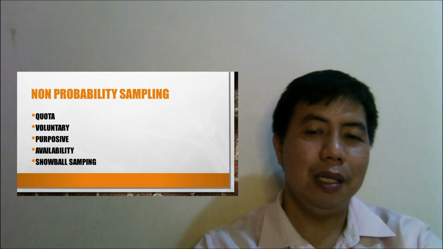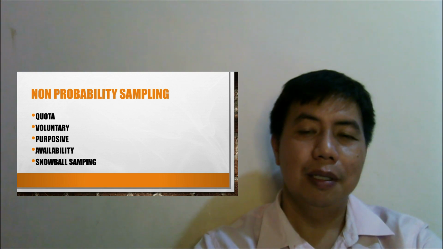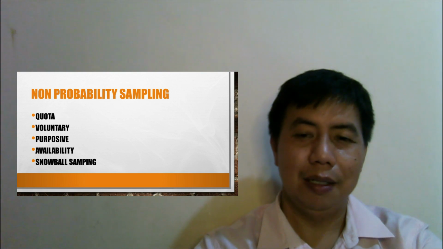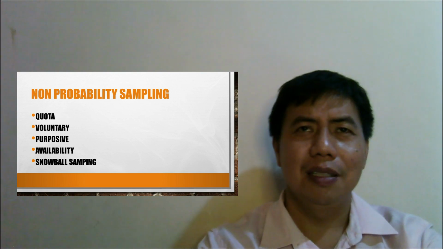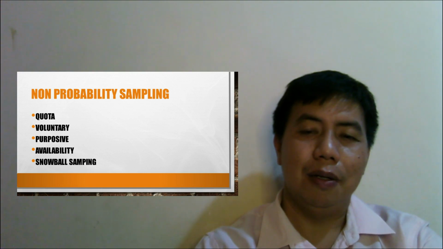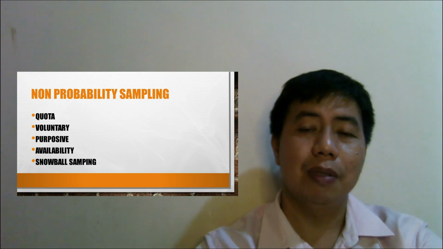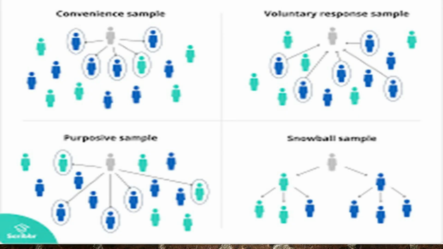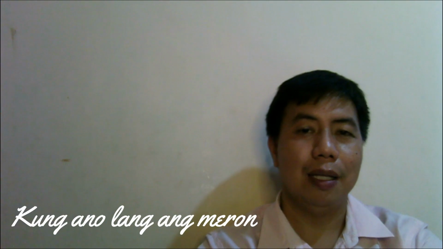And then, availability, kung ano lang yung available, yan lang yung papag-aralan natin. Okay. Paano yan? So, halimbawa, you will be studying something or somebody, or your study is all about cancer. Now, so, in other words, ang papag-aralan mo is yung mga cancer patients. Pero, hindi naman lahat ng population ay may cancer. So, kung ano lang yung available or kung sino lang yung available, so yun lang yung papag-aralan natin.